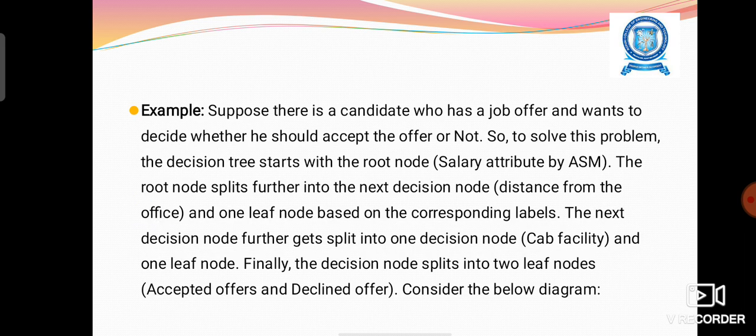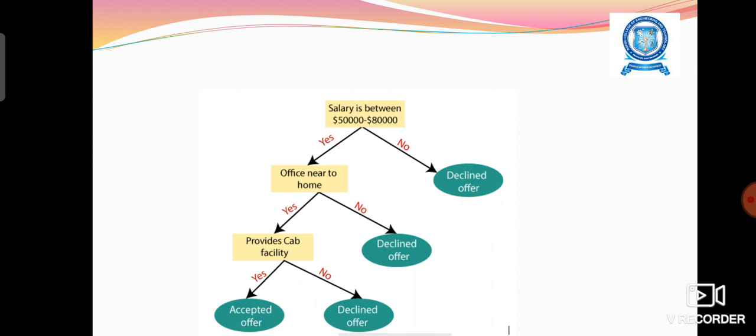Example: there is a candidate who has a job offer and wants to decide whether he should accept the offer or not. So to solve the problem, the decision tree starts with the root node. The root node splits further into the next decision node. So the root node is salary. The person will consider the salary. He will check whether the salary is sufficient based on his expected experience, and whether the salary is up to his expectation level.